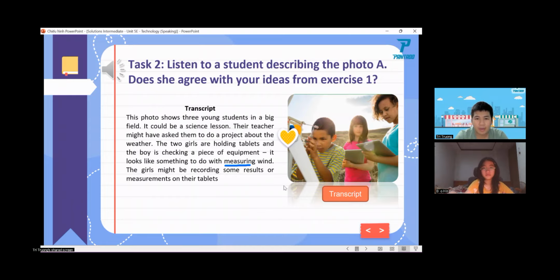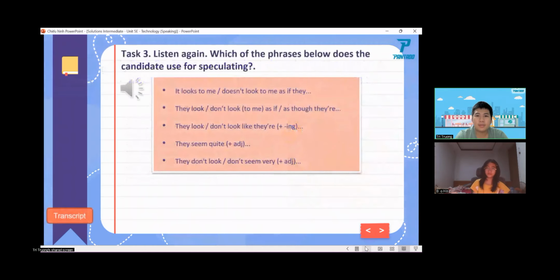Okay, so everything clear right now? Yes. Okay, so we will move on. So I will play the audio for you one more time. You need to listen again. Which of the phrases below does the candidate use for speculating? Okay, so are you ready? Yes. Okay.